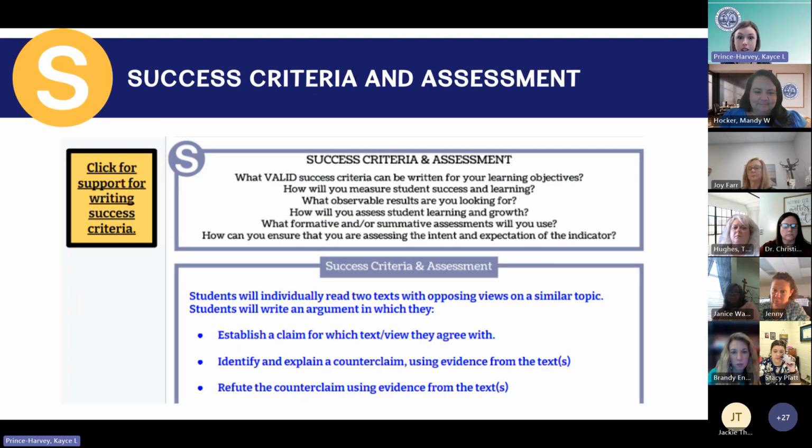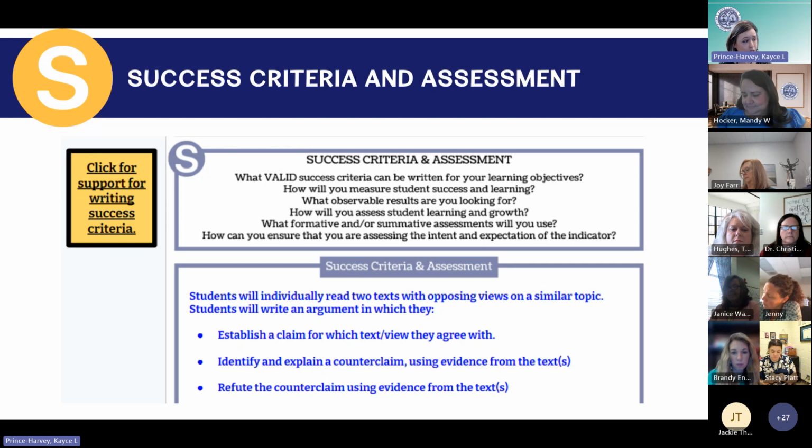But then I need to create my success criteria. So what will students do in order to demonstrate that they have mastered that, that they've done what they set out to do? And then how will I assess that? So what I have here is a sample of what an assessment might be for that.